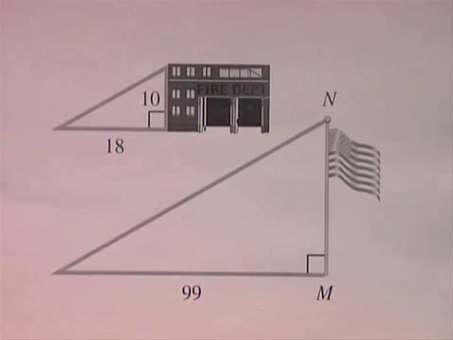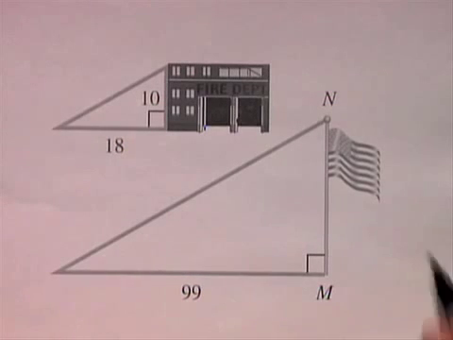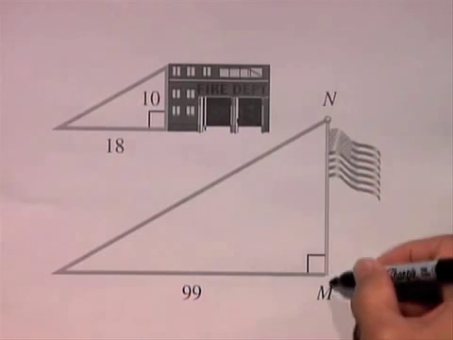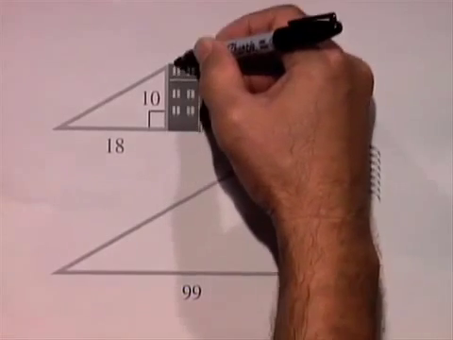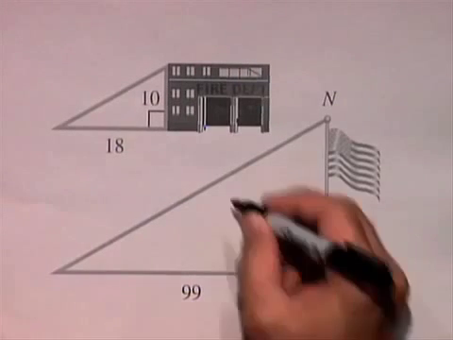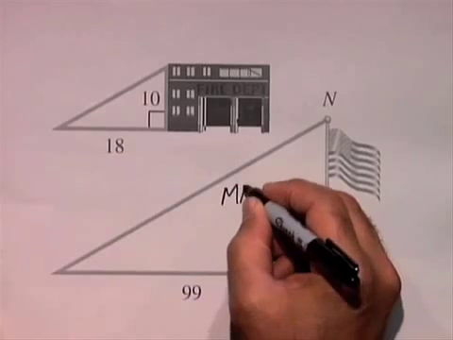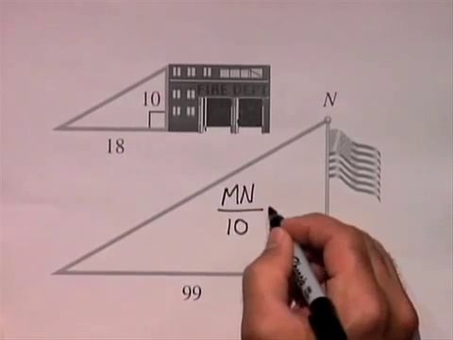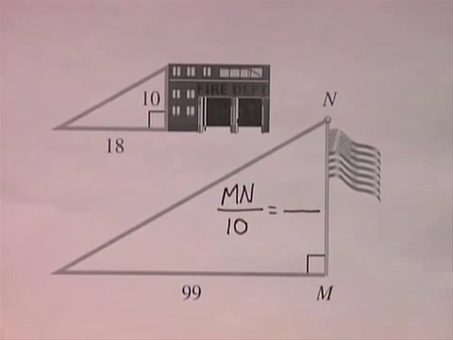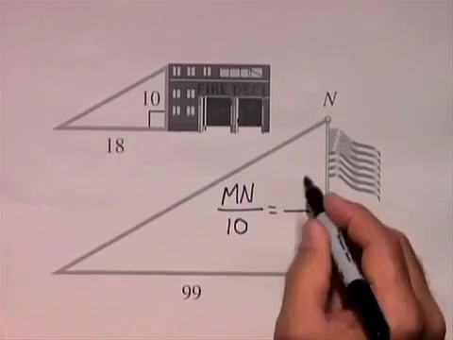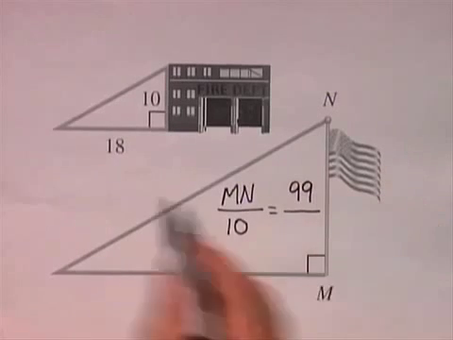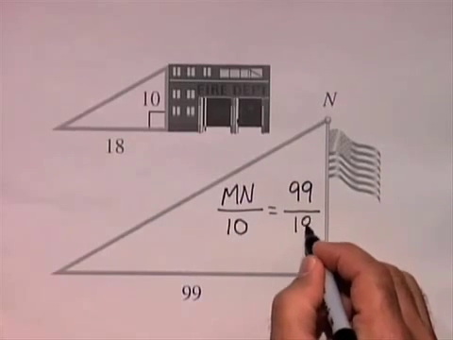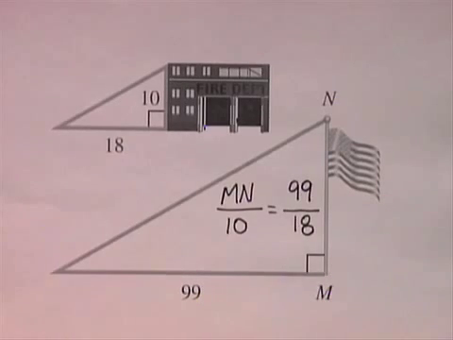And so to set up the problem, we're going to use a proportion where the side MN corresponds to the height of the station. So we would write MN divided by 10 is equal to, now we take this side, 99 over 18. Now let's solve that proportion.